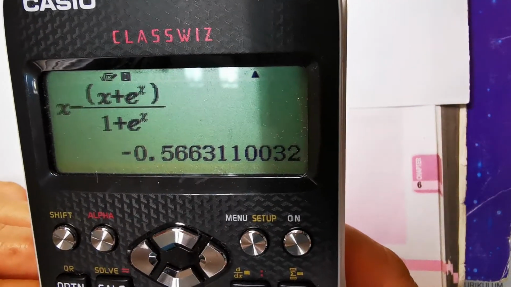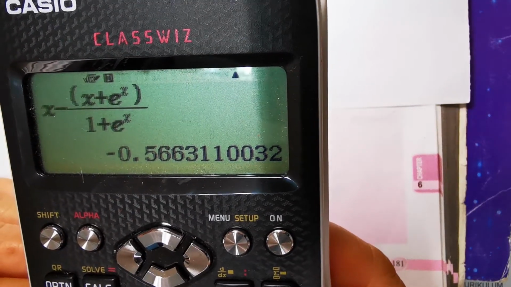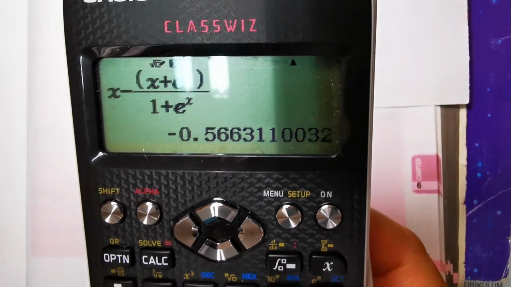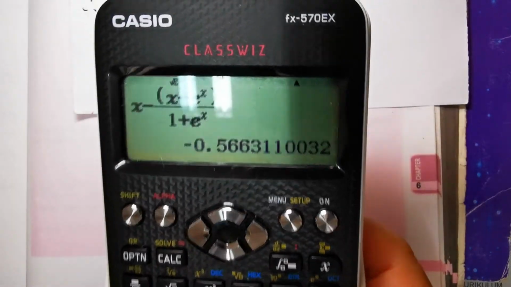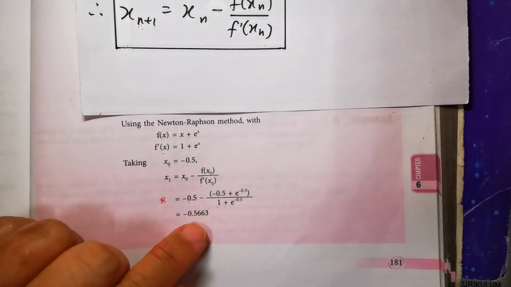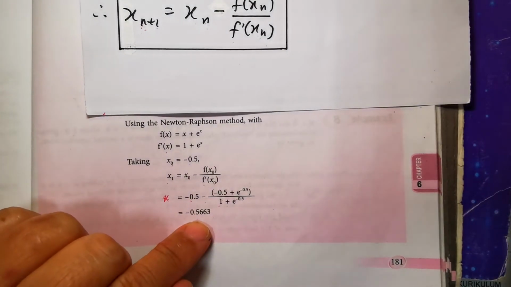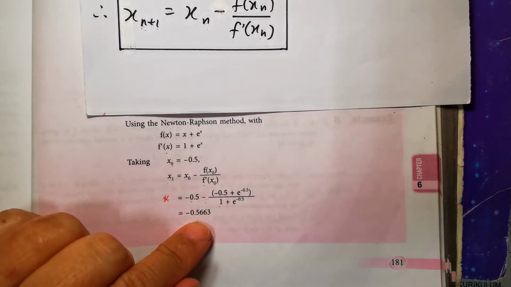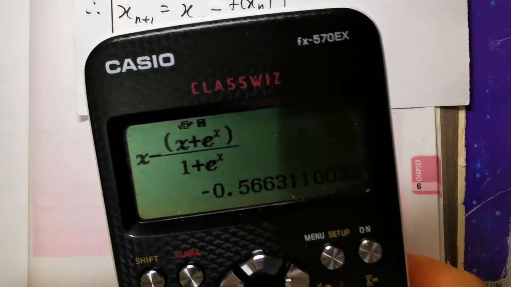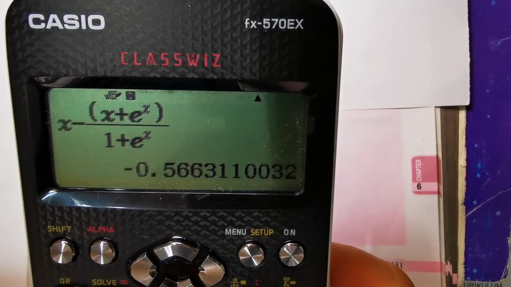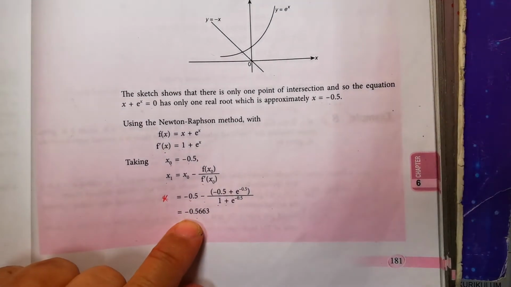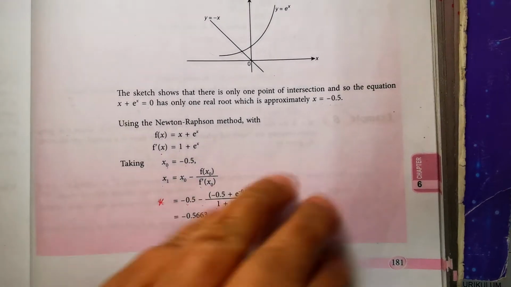Yes, you see? It comes out -0.5663. By right, the question says 3 decimal places, so you should use 5 decimal places, but the example here uses 4, so never mind, we just follow 4. But in your exercise or during the exam, please write 2 decimal places more. Okay, so this is how you can use your calculator. So you get the next x is -0.5663.